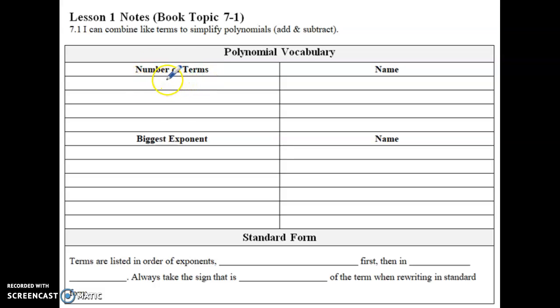The first one is based on the number of terms. So if we have 1, 2, or 3 terms, we have a special name for that. And then 4 or more, we simply call a polynomial.